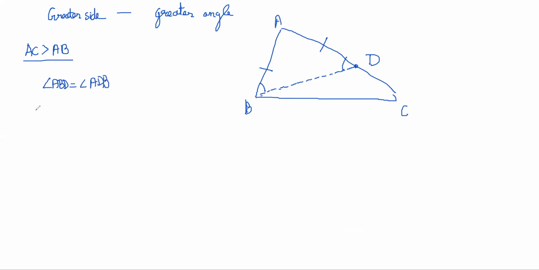Now angle ABC is clearly bigger than angle ABD, which is equal to angle ADB.